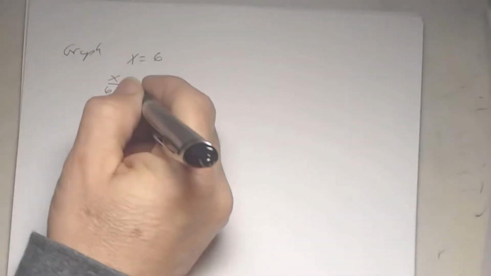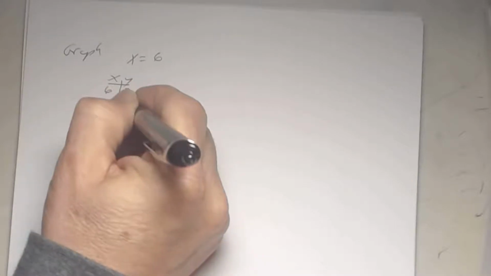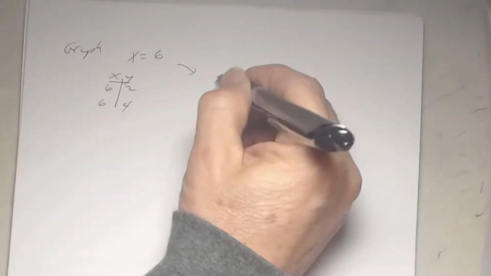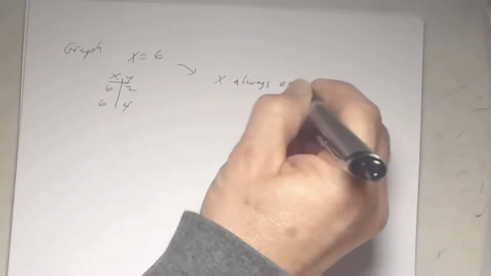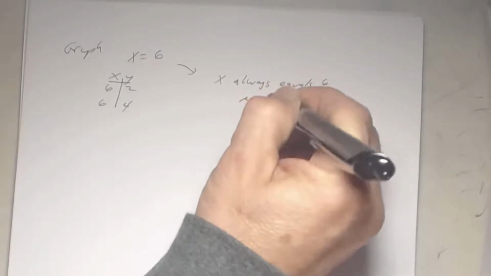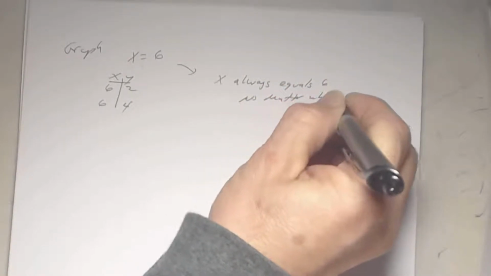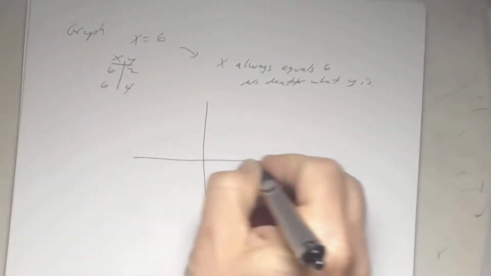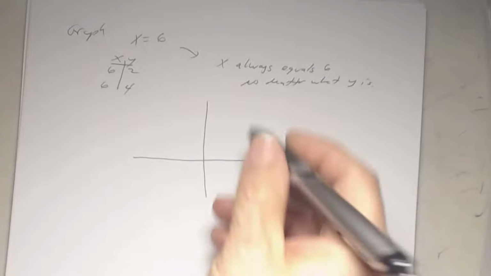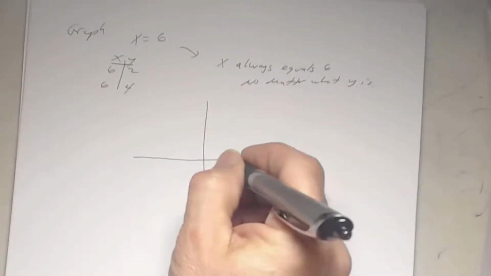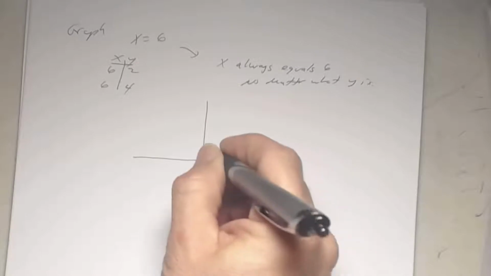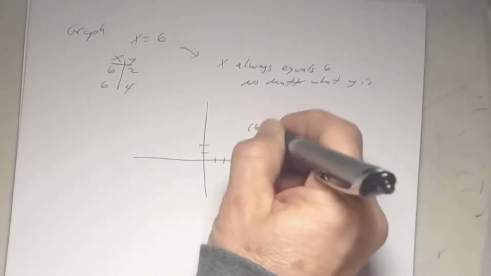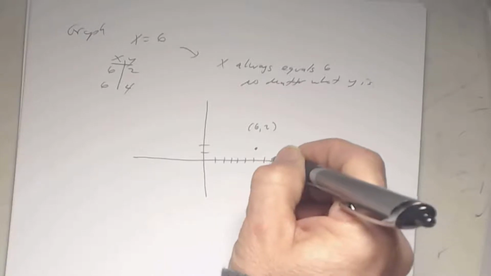So if x is 6, what's y? Give me a value for y. It doesn't matter what y is. 2. If x is 6, give me another one. 4? All right. So remember what that means. This means that x always equals 6, no matter what y is. Okay? And so on the math lab, you would plot the point (6, 2) and then plot the point (6, 4).